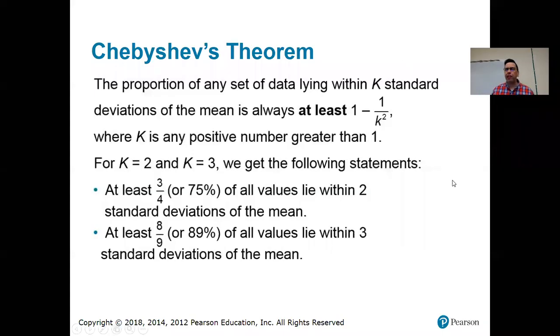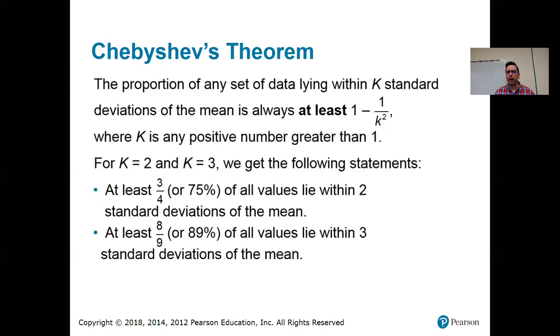Okay, so Chebyshev's theorem is kind of similar to the empirical rule. It tells you how much of your data you can expect to find in a certain range. The difference with Chebyshev's theorem is that it can be used with absolutely any distribution, it does not have to be bell-shaped. Now the trade-off is that Chebyshev's theorem is a lot less specific than the empirical rule.